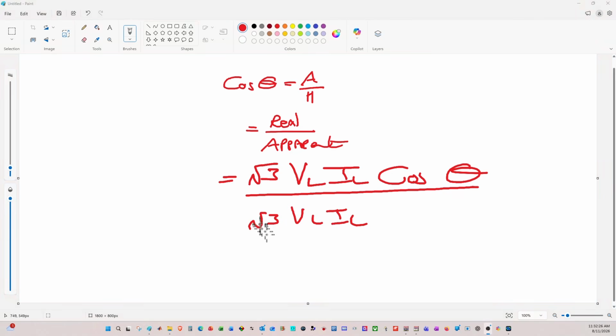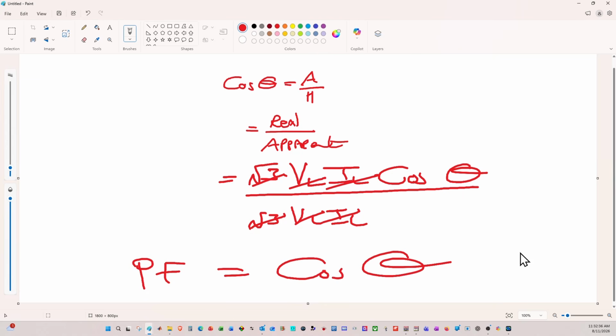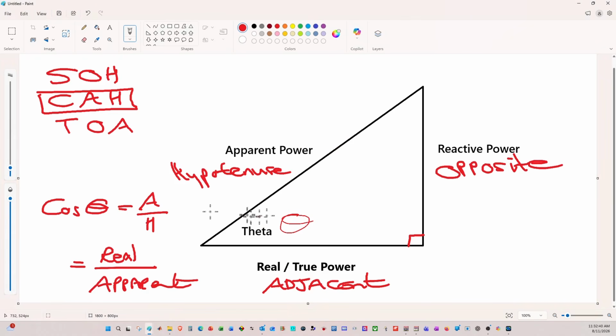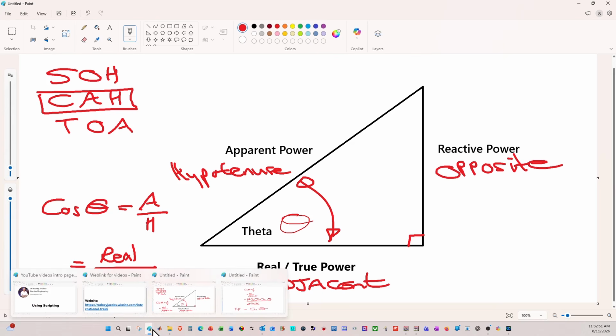Of course, we're going to have certain values that will cancel out with each other, and that's going to leave us with the power factor, and the power factor is going to be the equivalent of the cosine of theta. Remember, the power factor is going to be that angle that we have over there. So the power factor is going to be related to theta, and it's going to be the cosine of theta, and that's the way that we're going to use it.